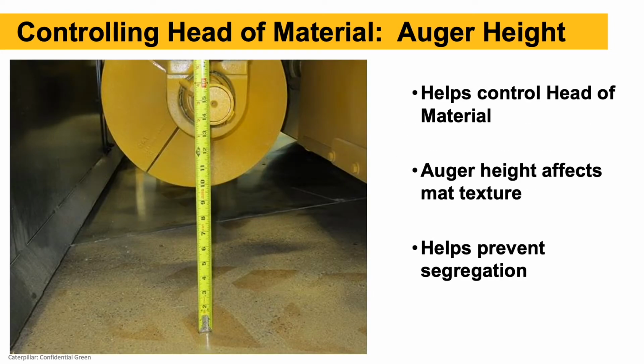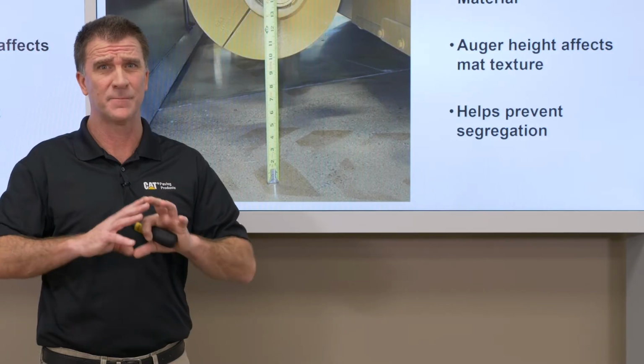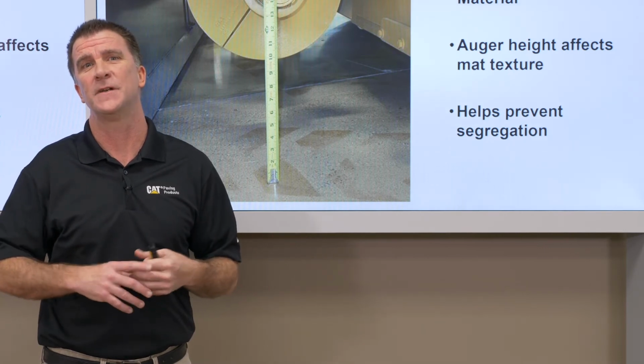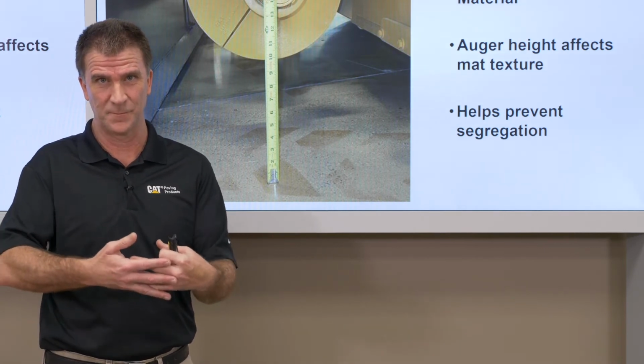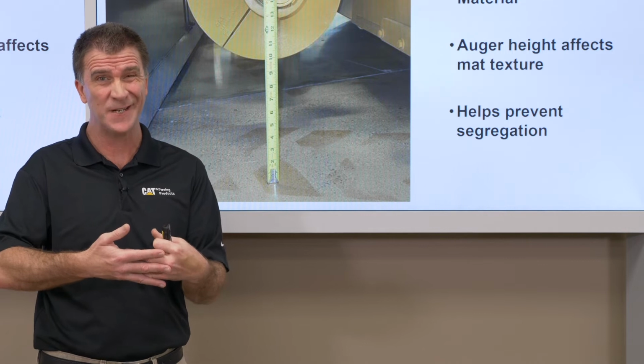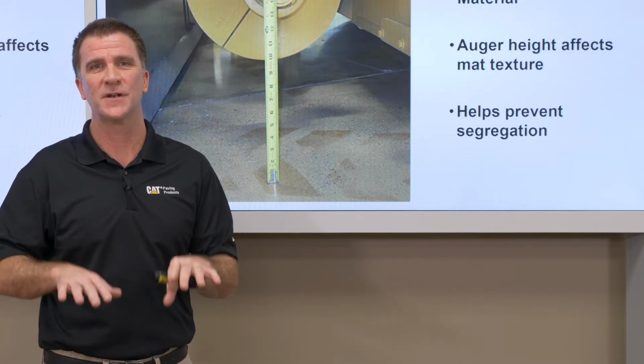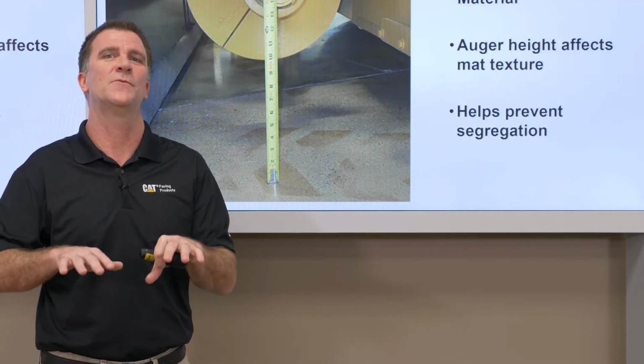Another way we control head of material is with our auger height. Ideally, we want to have the bottom of that auger flight about 2 inches above the mat thickness, or above the screed plate, so the top of our mat as we're paving along. If those augers are really high, we're going to carry a big head of material there. It's going to be a lot of mix on the face of that screed, and that screed's always going to have a tendency to want to rise up.